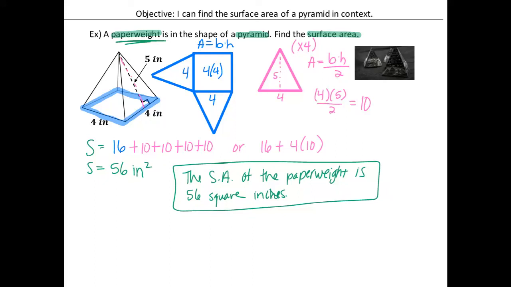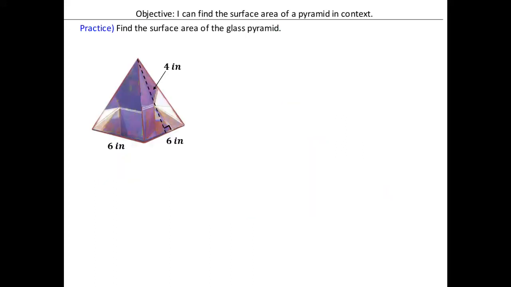So I want you guys to go ahead and try the next one. See, is it a square or is it a rectangle? Because then that tells you what to do with the triangles. If it's a square, you have 4 equal triangles. Rectangle, you have 2 different triangles. So go ahead and try this one and see what you get.